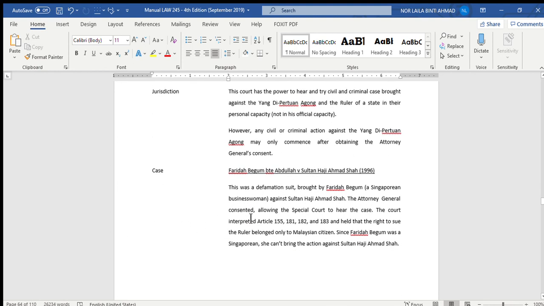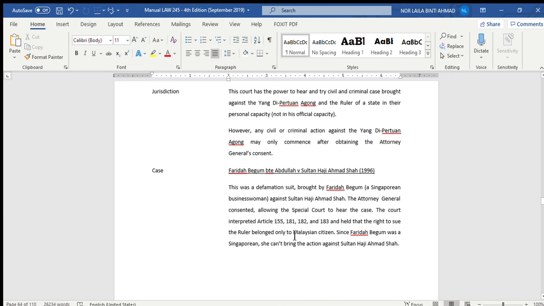An example of a case brought to the special court's jurisdiction is Faridah Begum binti Abdullah against Sultan Haji Ahmad Shah, Sultan of Pahang. This was a defamation suit brought by Faridah Begum, a Singaporean businesswoman, against Sultan Haji Ahmad Shah. The AG consented, because this is a condition to hear the dispute, allowing the special court to hear the case.